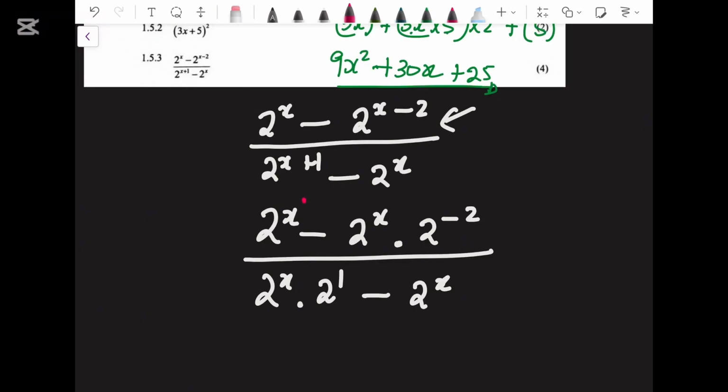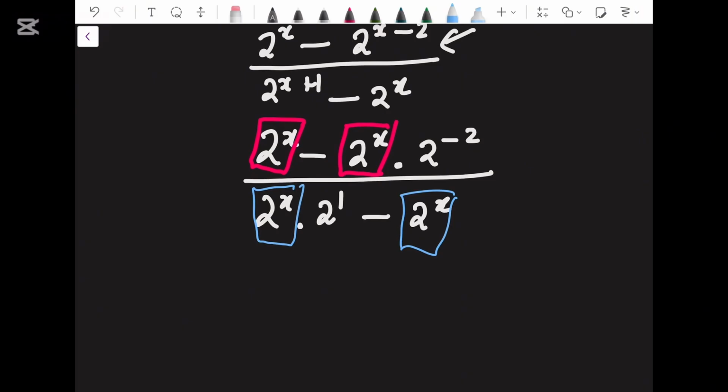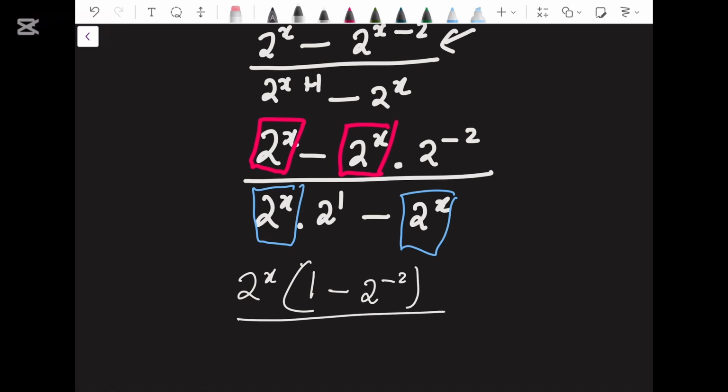And then you'll notice that this in the numerator and that one are common. They must be taken out as a common factor. Even in the denominator, this and that are common. They must be taken out as a common factor. So we are going to have a common factor of 2 to the exponent x, and then we remain with 1 minus 2 to the exponent minus 2 divided by 2 to the exponent x into, and then here we are left with 2 to the exponent 1 minus 1.